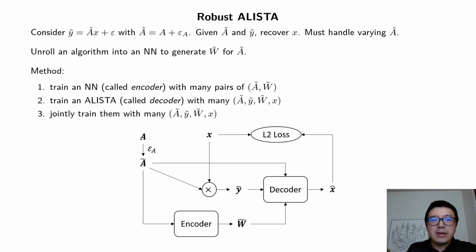Then we combine the encoder and decoder into one bigger process and jointly train both of them with many pairs of A, Y, W, and X. The end result is that, given A tilde and Y, the whole network will directly produce X, without asking the user to call a solver on the quadratic program to get W first.